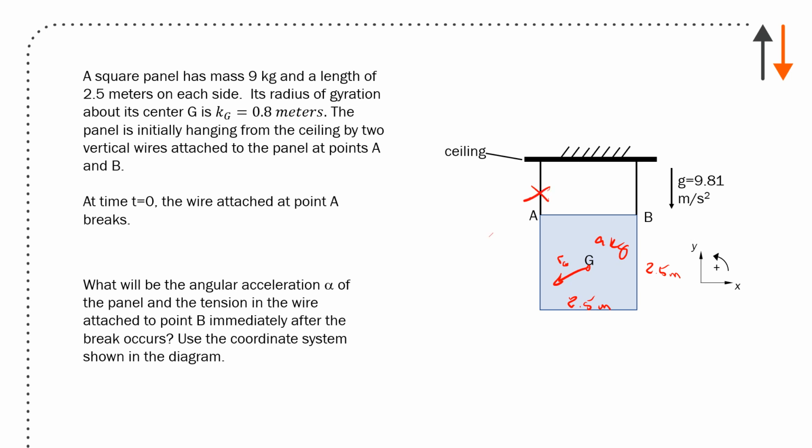You cut point A, and that's time 0. What is the angular acceleration of the panel and the tension in the wire at point B immediately after the break occurs?